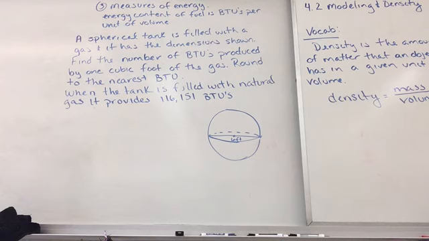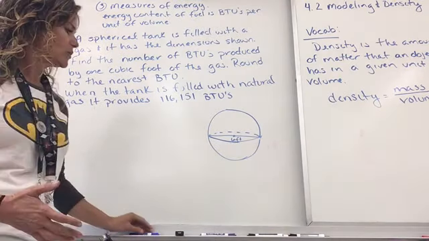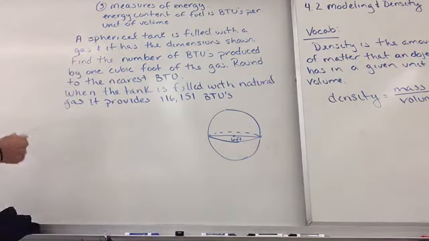So a spherical tank is filled with gas. It has the dimensions shown. Find the number of BTUs produced by 1 cubic foot of the gas. Round to the nearest BTU. When the tank is filled with natural gas, it provides 116,151 BTUs. So first things first, we're going to find the volume of our gas tank.